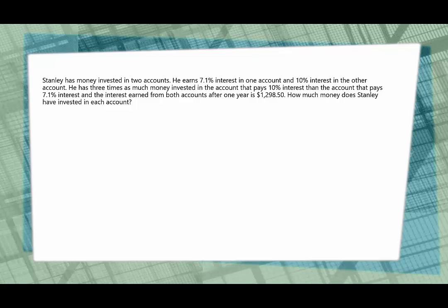Okay, so what we're going to do is call the account with 7.1% interest S, and the account with 10% interest T. So what do we know about S and T? Here's one thing we know. He has 3 times as much money invested in the account that pays 10%.